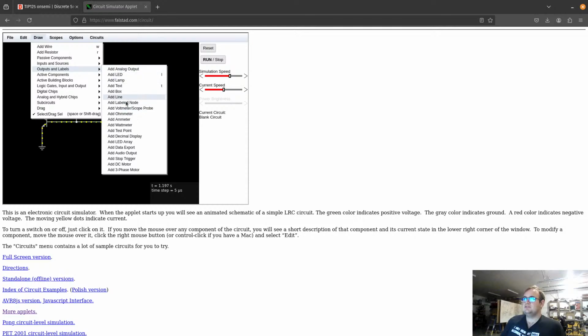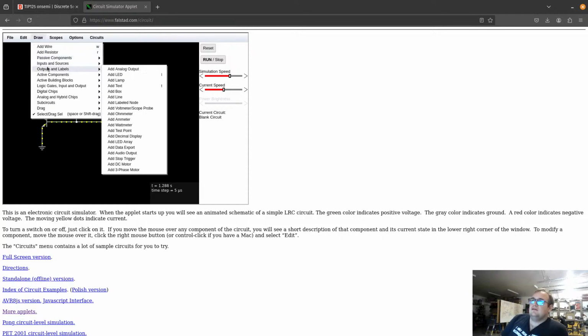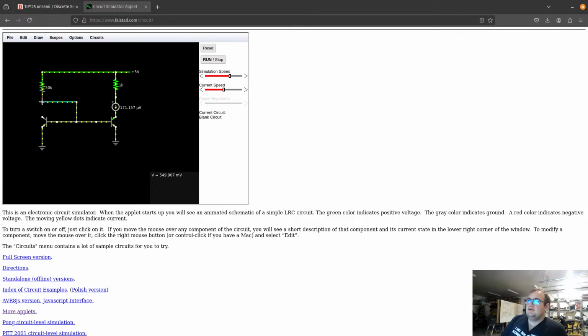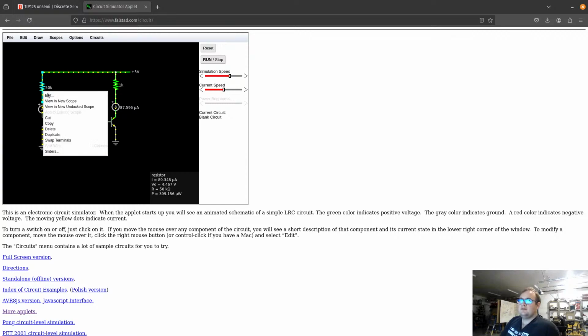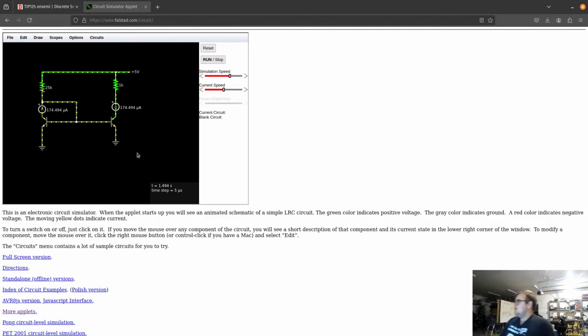Outputs and labels. Add ammeter. Right there. Escape. Delete. Draw. Outputs and labels. Add ammeter. There. So you see they are matched. Now if I edit this and put it down to say 25, now they'll be matched again. This all goes back again the way.